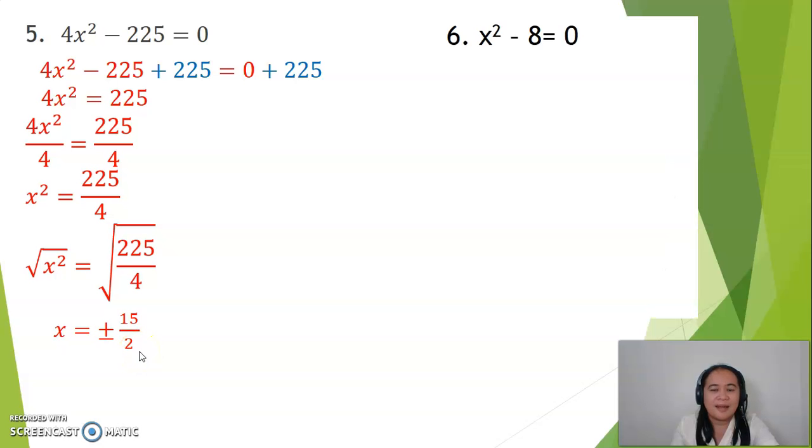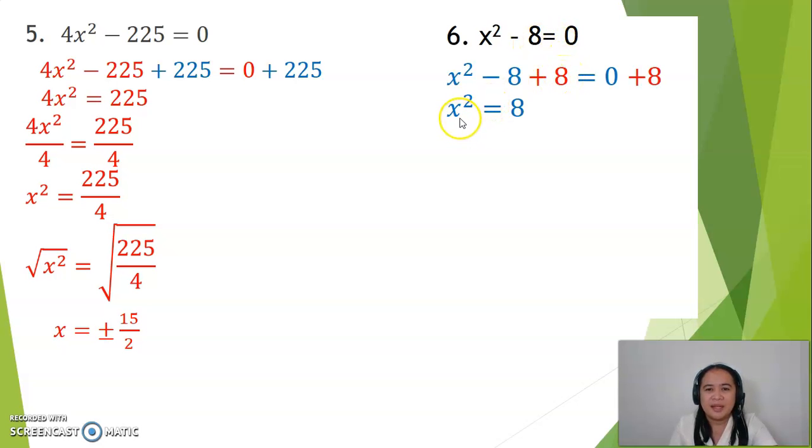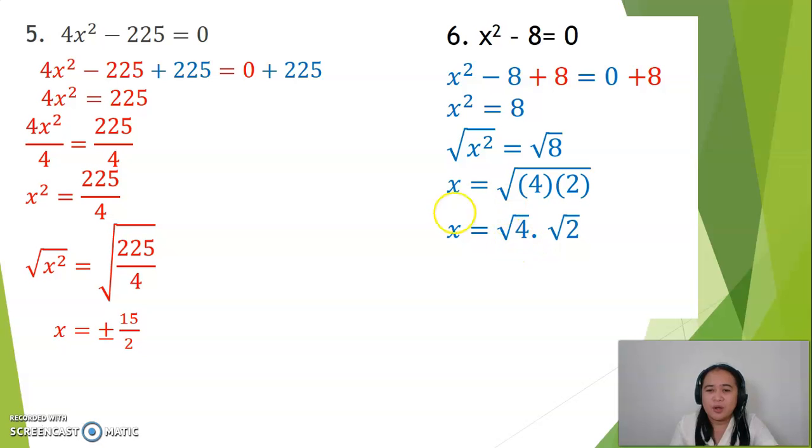Another example, if you're given x squared minus 8 equals 0, adding 8 to both sides, we will end up with x squared equals 8. Now, extracting the root to both sides, now take note 8 is not a perfect square. A factor of 8, which is a perfect square, is actually 4 times 2. So square root of 4 is 2, so therefore the result will be positive and negative 2 square root of 2.